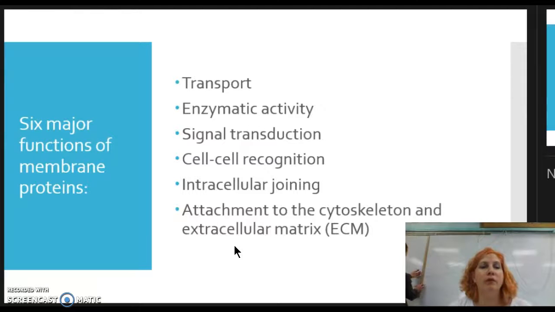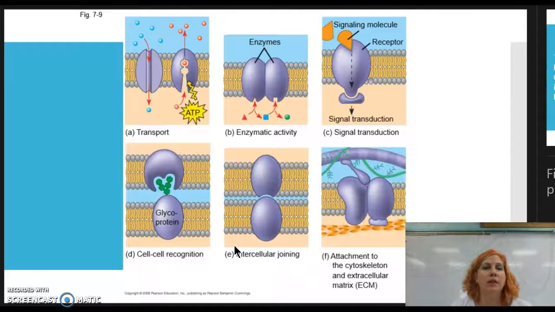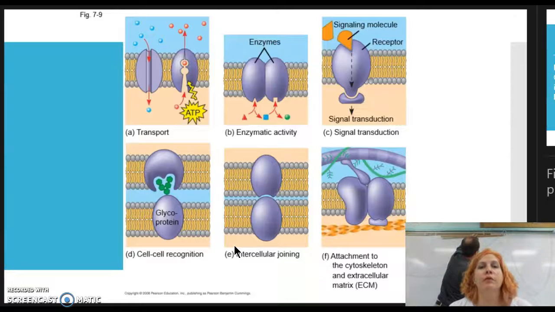All right, the 6 major functions of membrane proteins: transport, enzymatic activity, signal transduction, cell-cell recognition, intracellular joining, and attachment to the cytoskeleton and extracellular matrix. So let's break those down a little bit. Here are the diagrams that sort of show each of these processes in action. You can see transport, which we're going to look at much more in depth. Enzymatic activity, which we're going to see some detailed examples of when we get to cellular respiration. Signal transduction, which we don't really cover in this course. Cell-cell recognition as well, intracellular joining, and attachment to the cytoskeleton and extracellular matrix. So really just the first 2 we're going to look at more in depth.